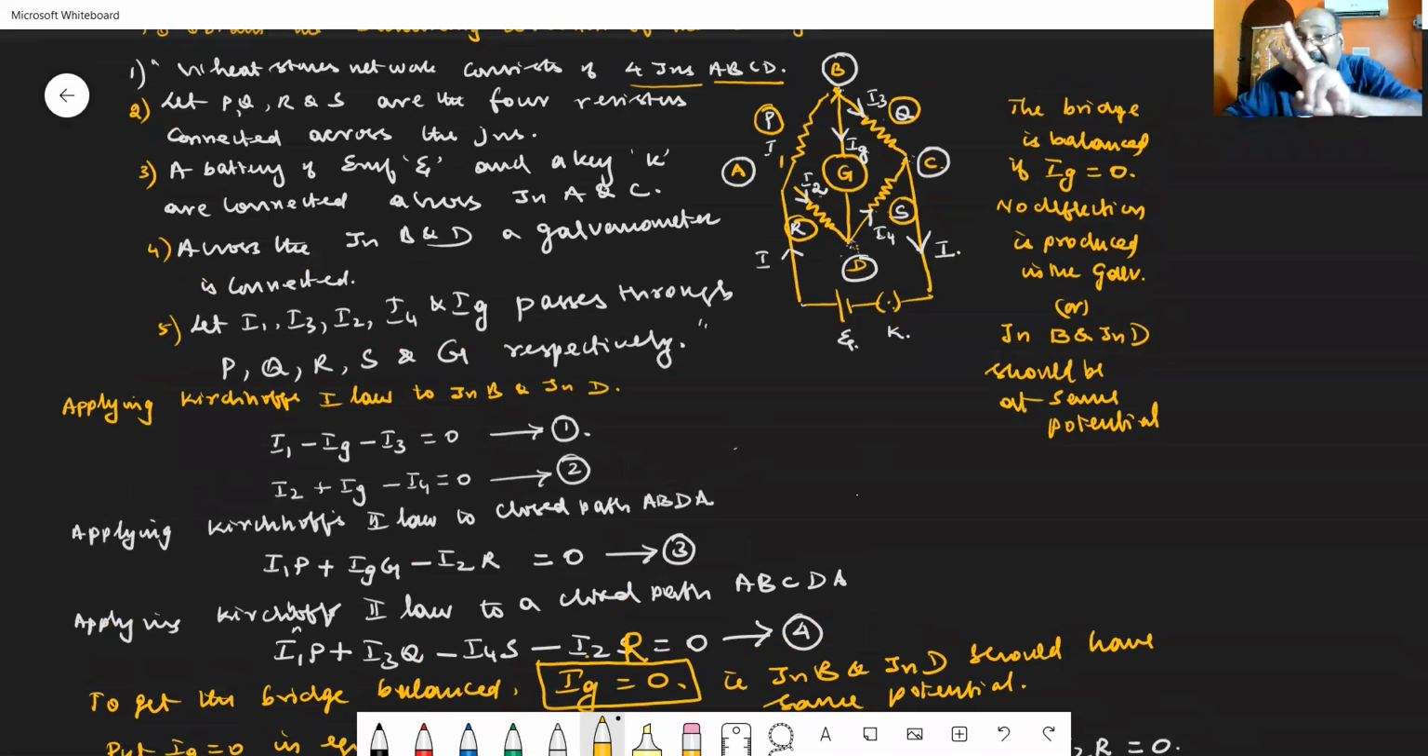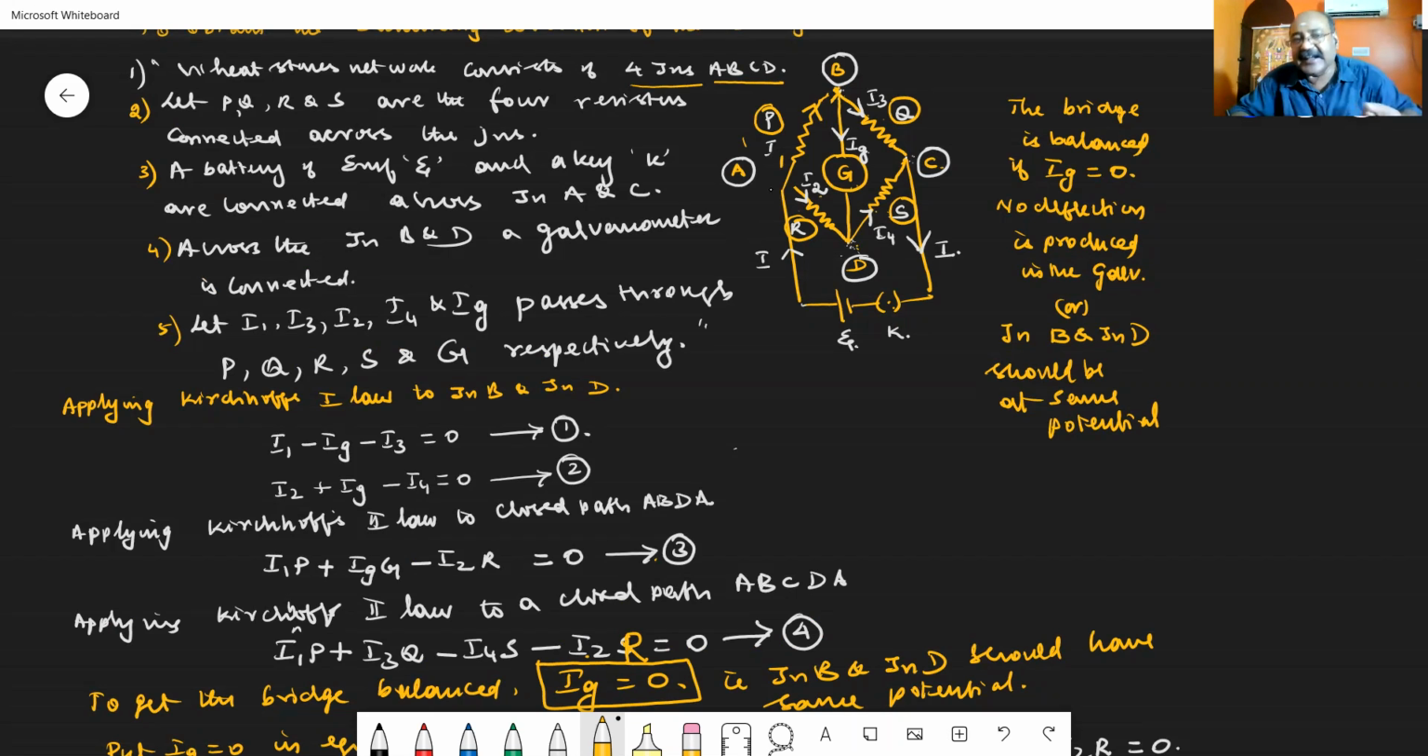Then you apply Kirchhoff's second law to the loop A, B, D, A. Now, the current passing through P is I1P. The direction of the path and the direction of the current are the same. So, the product of current and resistance is positive. So, plus I1P. Then, in the second arm also, current IG flows through G in the same path direction. So, IGG. But I2 is flowing in a direction opposite to that of the path. So, minus I2R equal to 0.